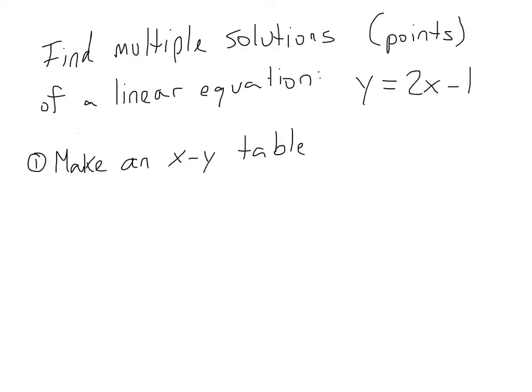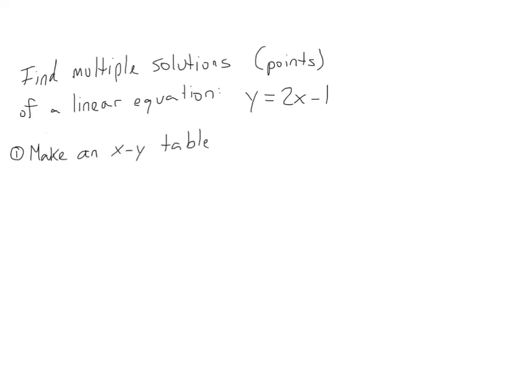All right, so the next thing we're going to get onto is finding multiple solutions or points of a linear equation. In this case, we're going to focus on this equation, y equals 2x minus 1. Because we know that a graphed linear equation is going to run through multiple points, and since it's got arrows on it, we know it's going to continue this way into infinity and this way as well. We know that there's going to be multiple solutions, okay?